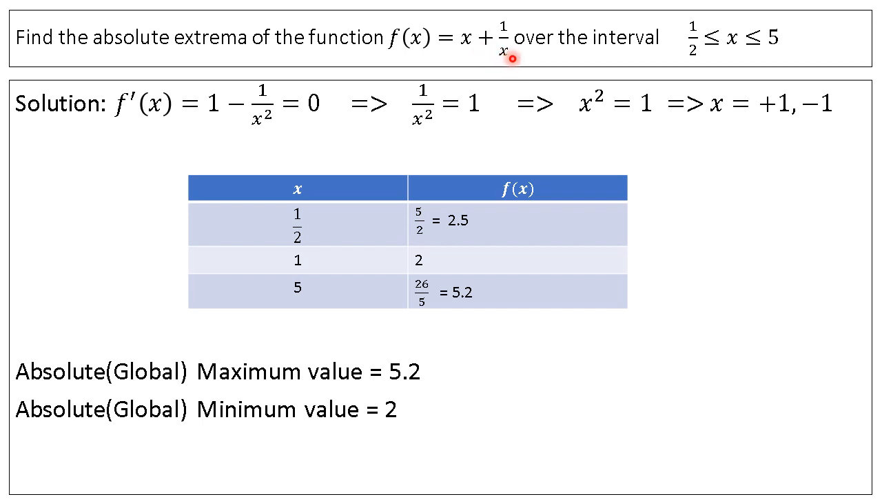5 plus 1 by 5, LCM is 5, so in the numerator 25 plus 1, that is 26, divided by 5, which is 5.2. Out of these values, which is the maximum value? Here 5.2 is the maximum value, therefore the absolute maximum value is 5.2. And out of these three values, 2.5, 2 and 5.2, which is the minimum value? 2 is the minimum value, therefore the absolute minimum value is equal to 2.